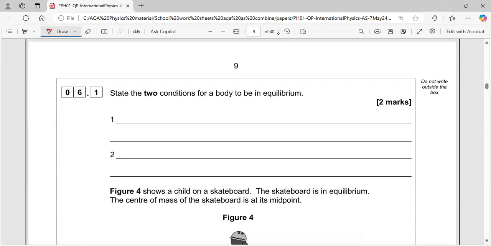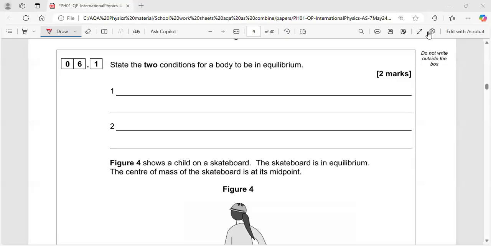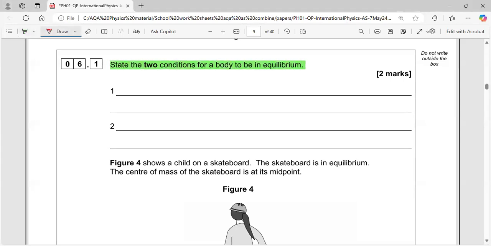Okay, now moving on to question 6, which is related to, again, forces. Okay, so this question number 6 is from the moment of force. So this is from moments. So the two conditions for equilibrium. This is a very famous question.